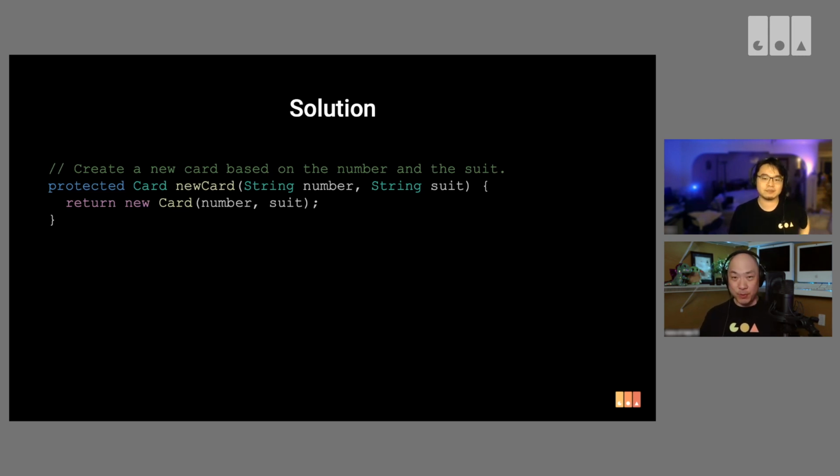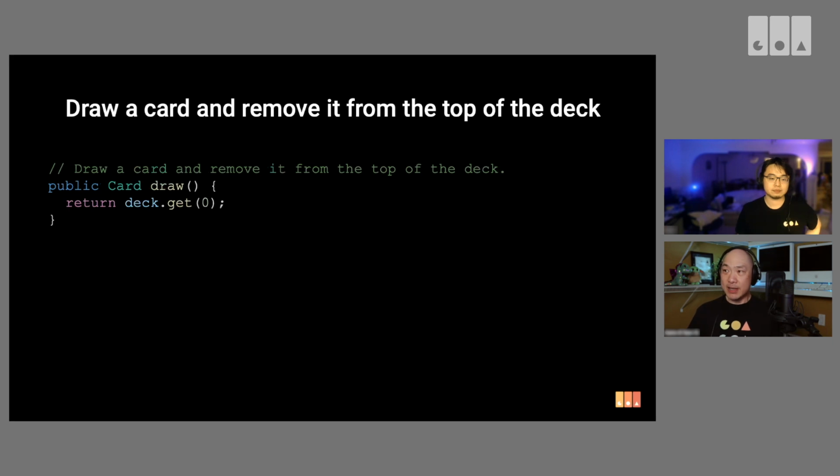Okay, awesome. So I think most students got this bug all right. Great. And then let's look at the second one. So this one, we're supposed to draw a card and remove it from the top of the deck. So the problem here is this. So again, Ronald, what's the problem with this one?